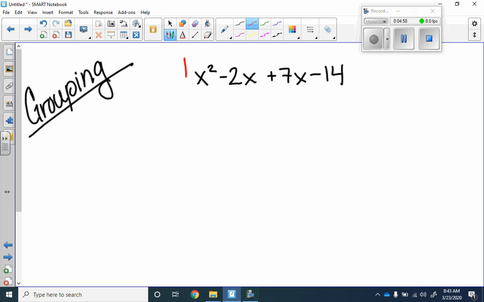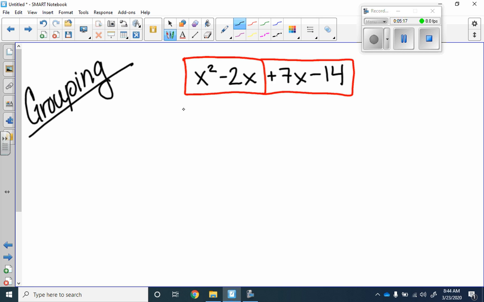But grouping. What we're going to do here is I see that there are 4 terms that are here. So I'm going to group them into 2 terms. And I'm just going to take the first 2 and I'm going to take the second 2. Now between the 2 of them here, I'm going to look for a greatest common factor. What is some, either a variable or a number that goes into both of those?